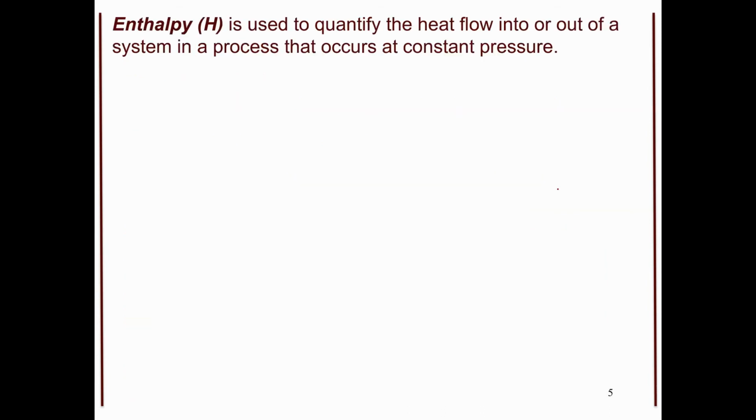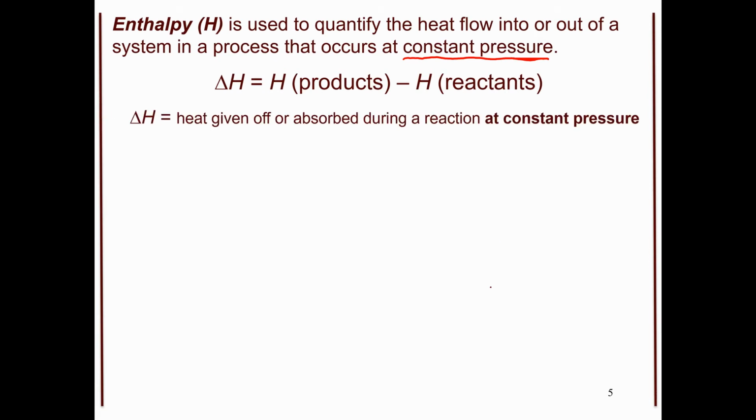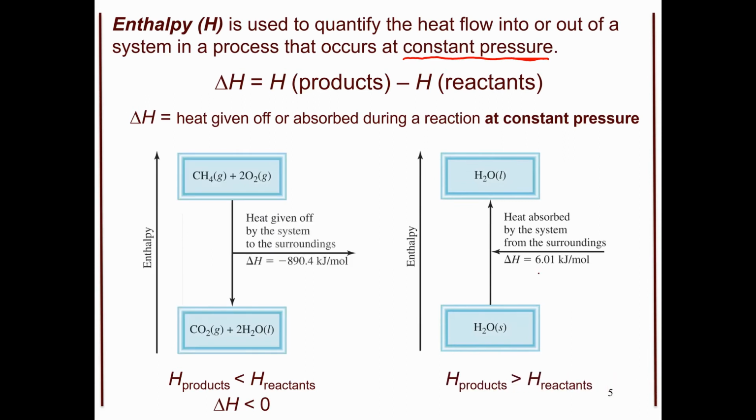So let's talk about that in terms of enthalpy. This is used to quantify the heat flow into or out of a system in a process that occurs at constant pressure. So the first clause that we must have in order to calculate enthalpy is constant pressure. That allows us to then quantify our heat flow. In this case, our delta H is products minus reactants. These would be values that we could find in our textbook. A delta H is the heat given off or absorbed at a constant pressure.